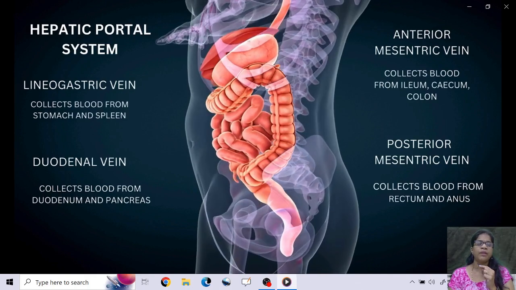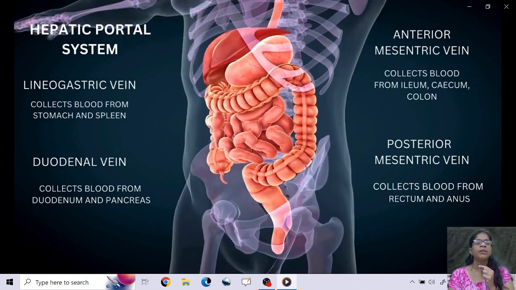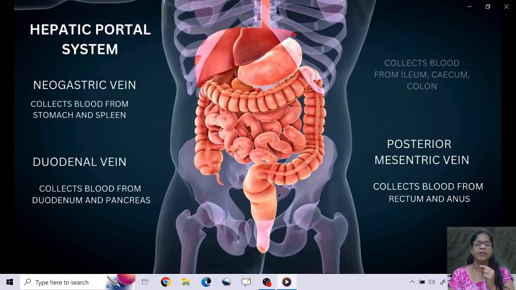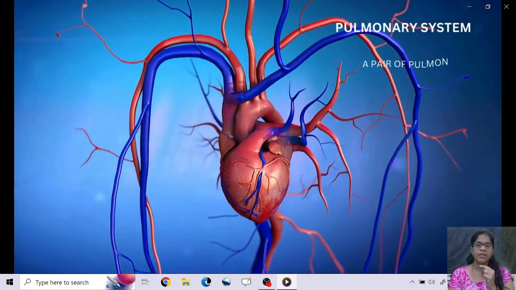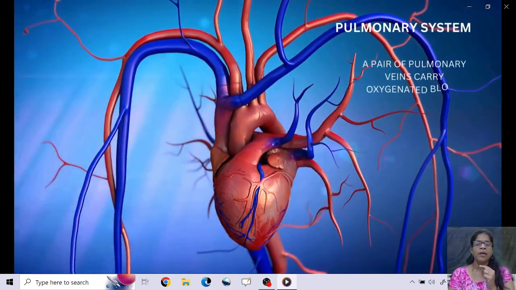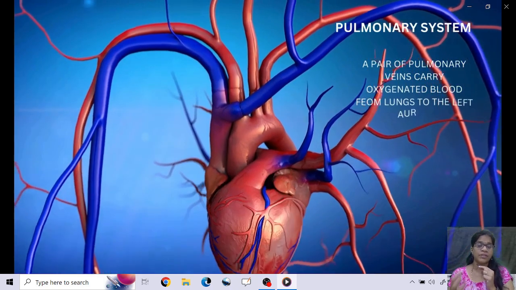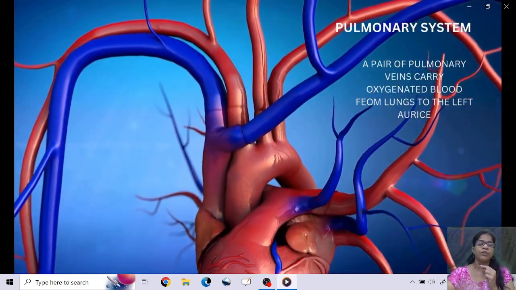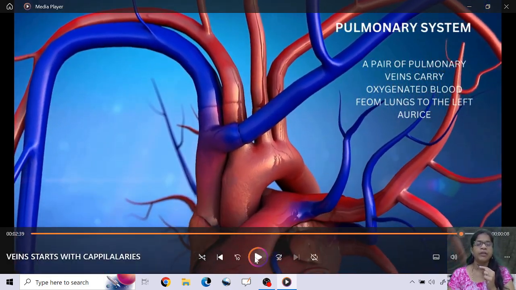Now you are just left with the pulmonary system. The pulmonary system has a pair of pulmonary veins that carry the oxygenated blood from the lungs to the left auricle. If you be aware of it, these are the only veins that carry oxygenated blood, because the blood coming from the lungs to the auricle is mainly through the pulmonary vein.